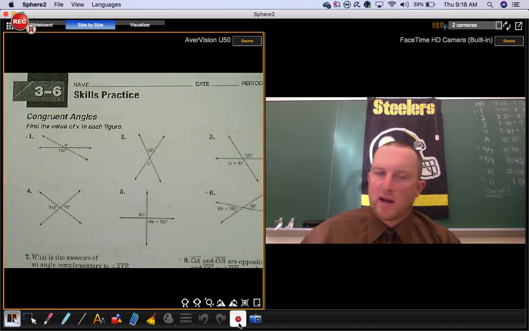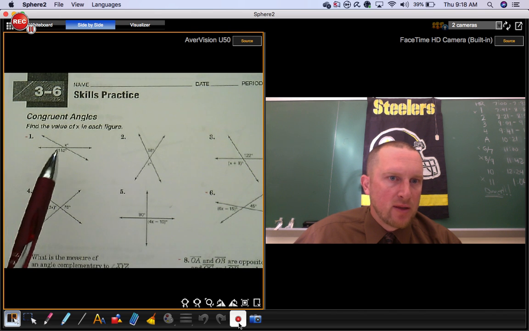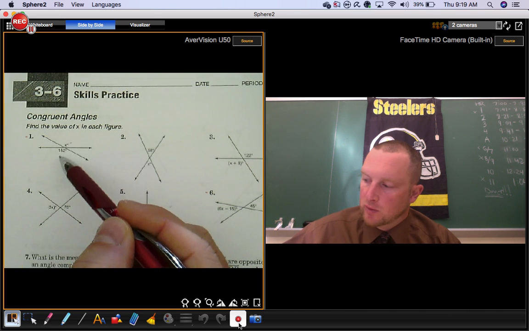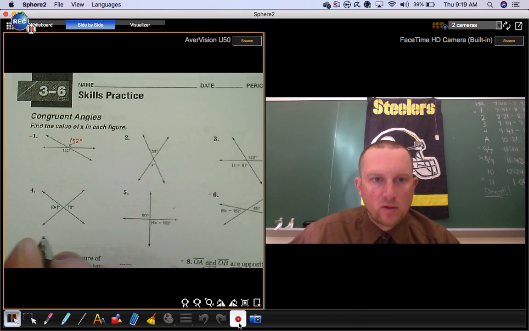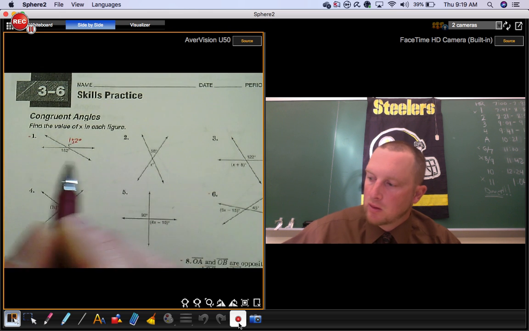This is the skills practice for section 3.6. It's on congruent angles. We're going to look at number 1, find the value of x in the figure. Well, these two angles are vertical angles, so if this one's 152, its vertical angle is 152. That's how vertical angles work.